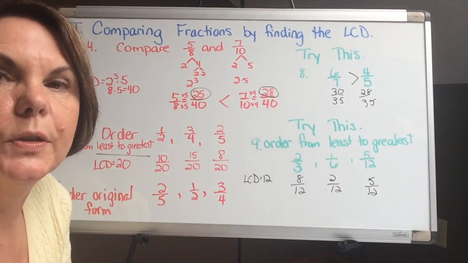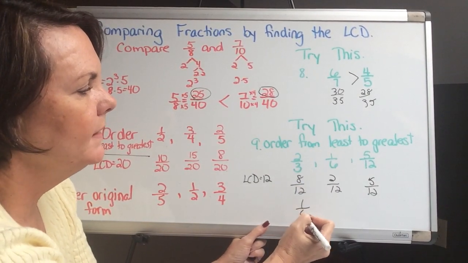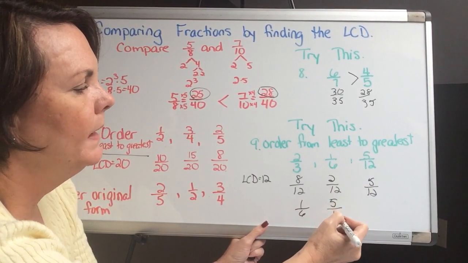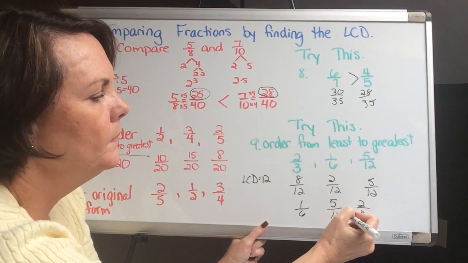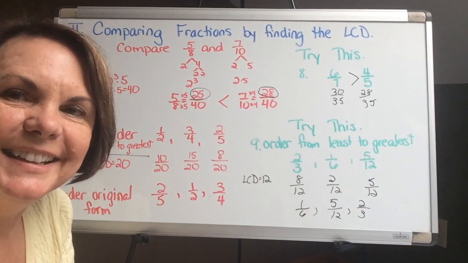And again, now we look at the numerators. 2/12, the original form was 1/6, and then we go to 5/12. And finally, 8/12, which was 2/3. And put commas in, and that's in order from least to greatest. And that's it. Good luck.